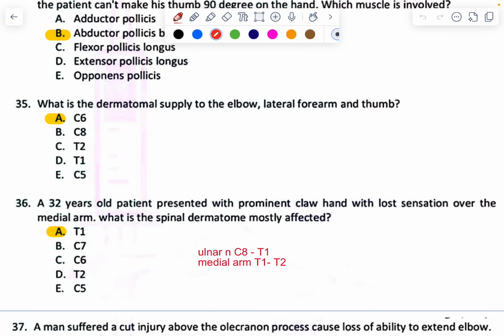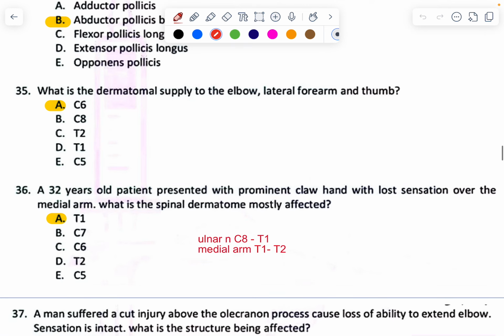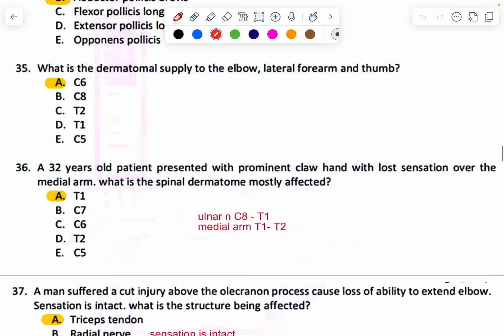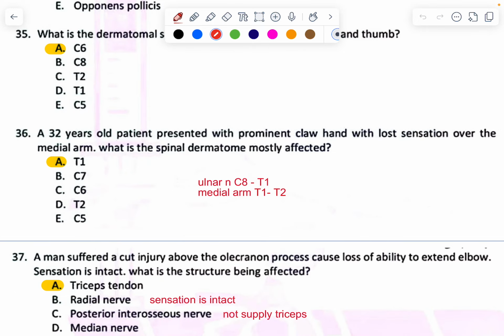A man suffered a cut injury above the olecranon process, causing loss of ability to extend the elbow. If sensation is intact, what structure is affected? Triceps tendon.